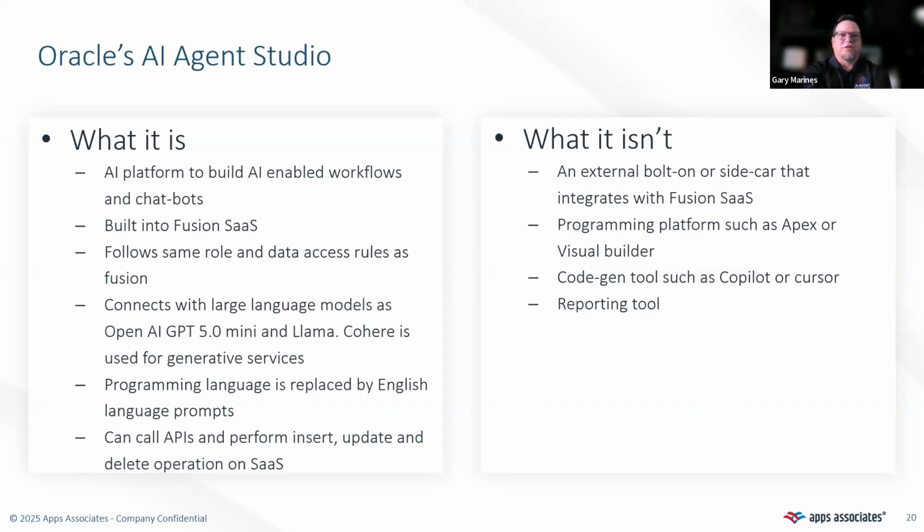Ron alluded to this earlier. It follows all of the same security models that you have. It connects with our LLMs, our large language models. The first ones you see are ChatGPT 5.0 Mini and Llama. Cohere is internally used as generative services. And then, as we continue to progress along our timeline, you'll be able to bring your own LLMs in and use those. We talked about programming, but it's really English language prompts. So prompting becomes super important when you're building agents. We can call APIs internally or externally to perform insert, update, and delete operations in SaaS, right?